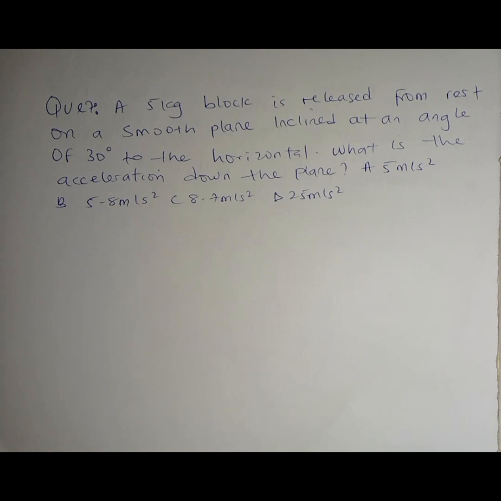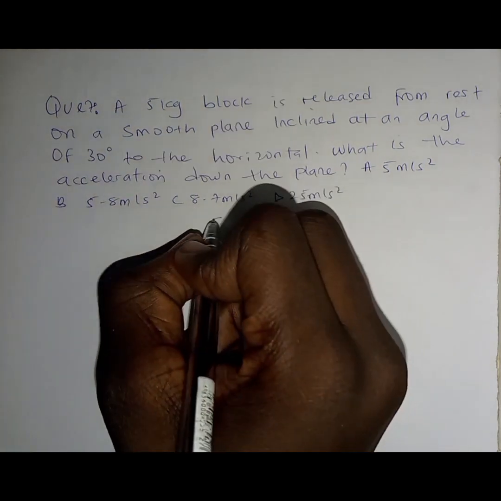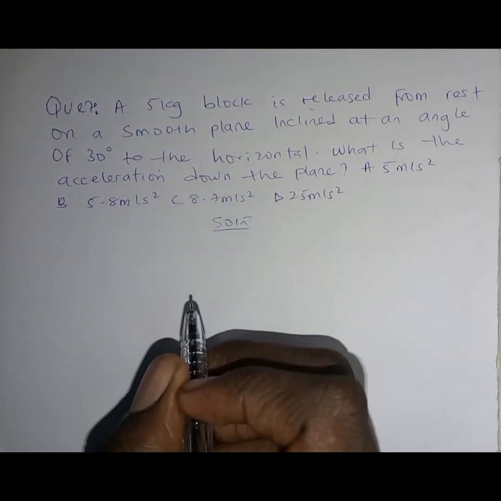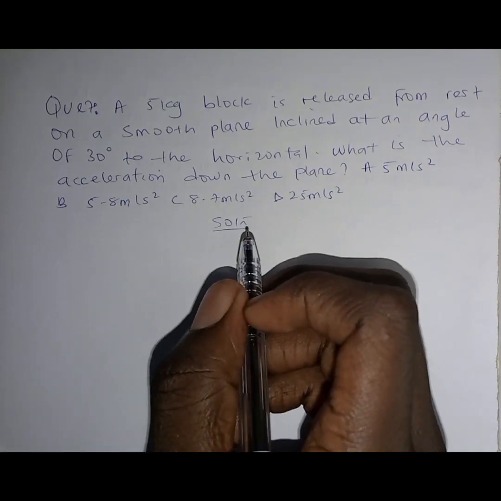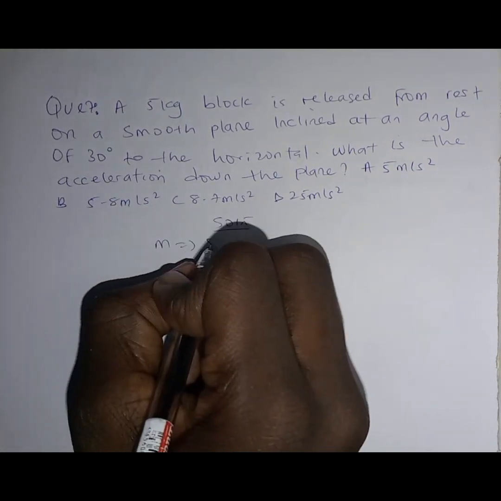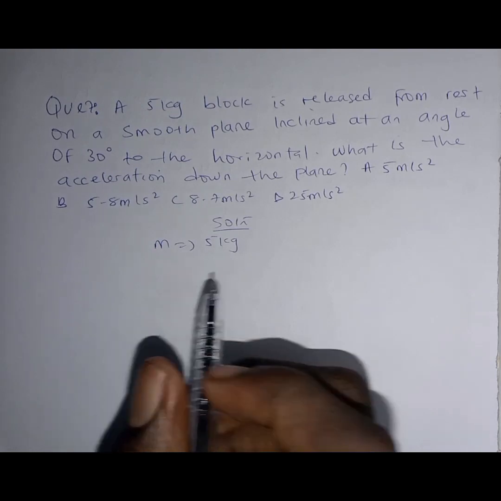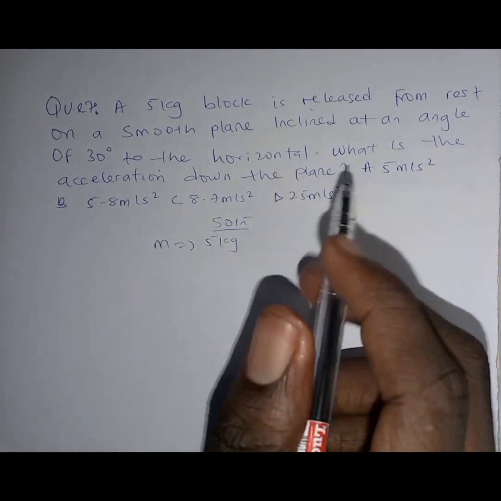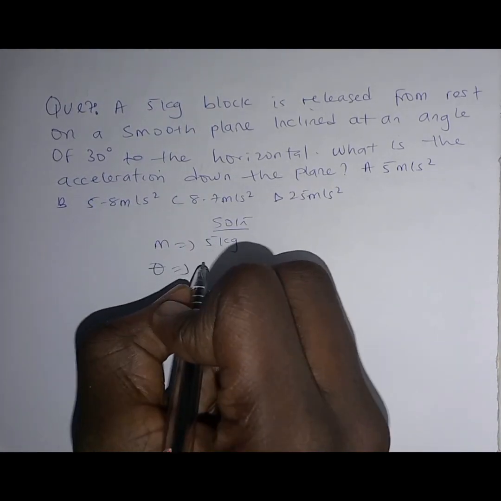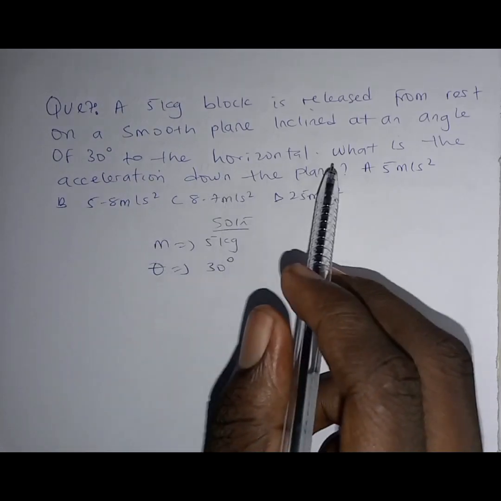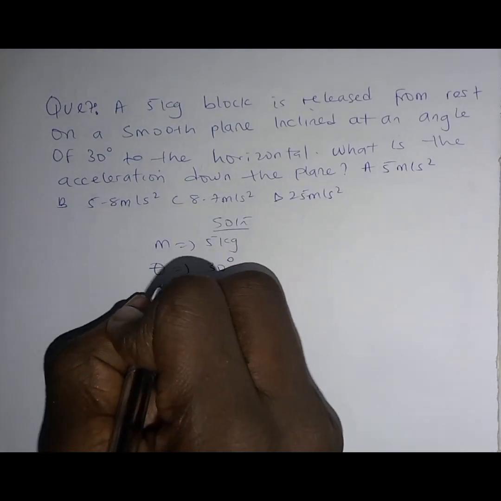Now guys, we have this case 7 question. Solution. I need to write down my parameters. A 5 kg block, so the mass of the block is 5 kg, is released from rest on a smooth inclined plane at an angle. So the angle is 30 degrees to the horizontal. What is the acceleration down the plane? A.